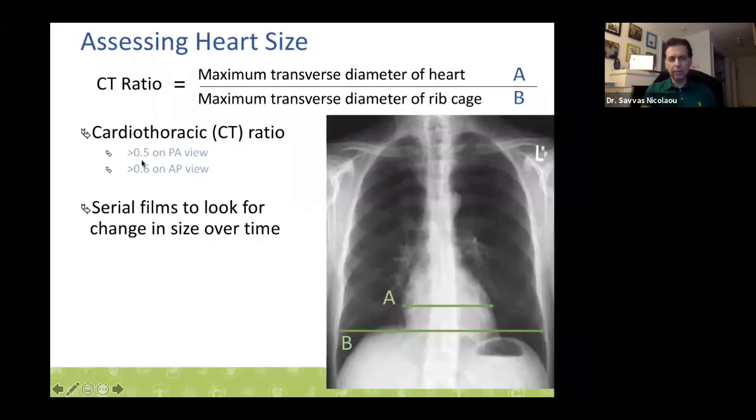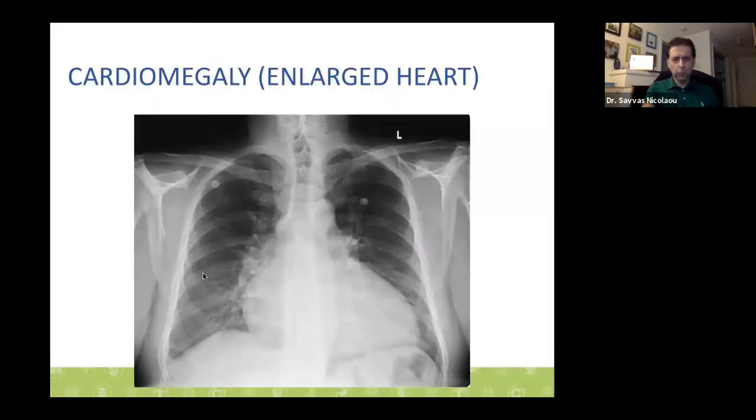If it is greater than 50% on a PA view, that is by definition cardiomegaly. And if it is more than 0.6 on an AP view, that is also signifying cardiomegaly. So cardiac enlargement is a very important determinant, as you see in this particular example. The cardiac enlargement could be a dilated cardiomyopathy, remembering also that big hearts or cardiomegaly could also be pericardial effusions.